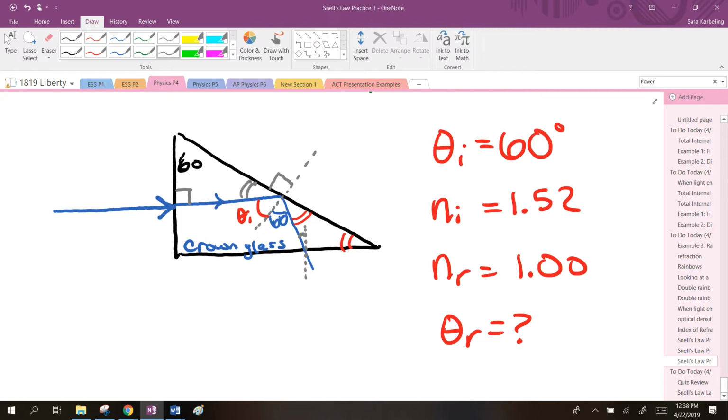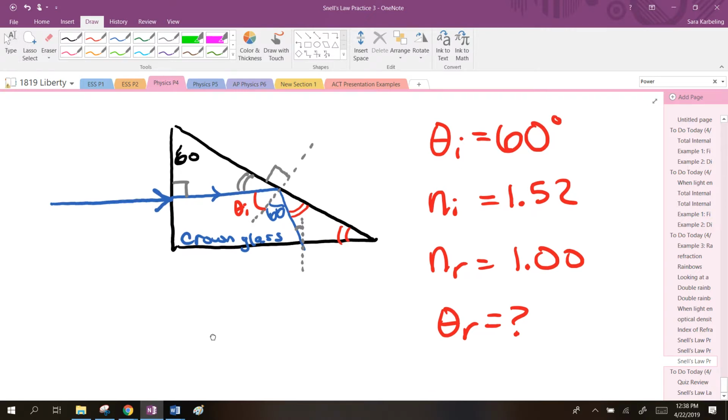Can you figure out what angle it's going to come out at? Are you with me there or no? Did I lose you? It's not going to come out at 30. I don't know. You're going to have to do the math to figure it out. Oh no! You can do it. There's no need to be scared.